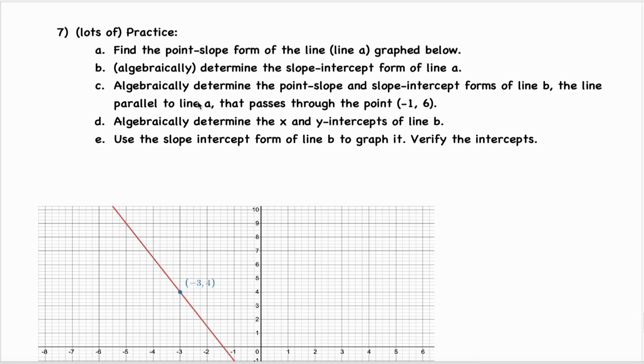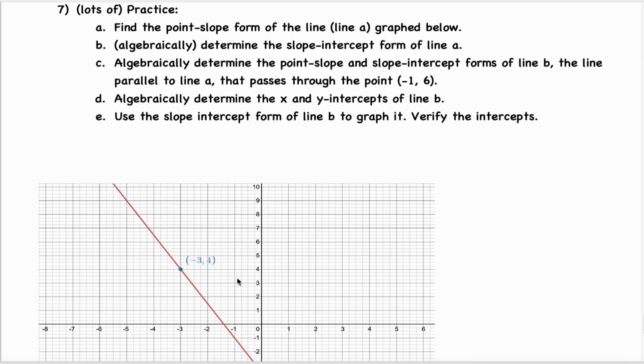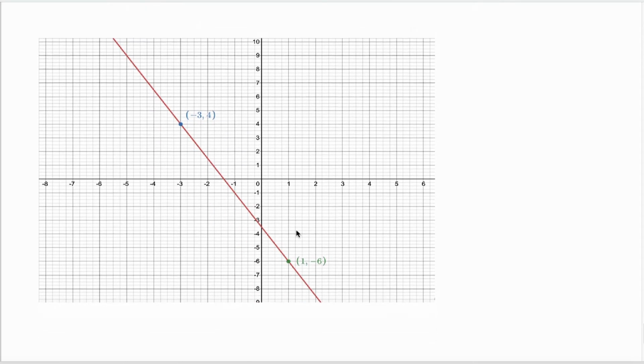Without further ado, graph below is what I'm going to call line A. And from the graph, we can see that line A passes through the point -3, 4 and the point 1, -6. It's hard to tell what its y-intercept is. It appears to be some number between -3 and -4. And it's not immediately obvious what its slope is, although I think we can calculate it fairly easily, but it's got some negative slope because this line goes down when we look at it from left to right.